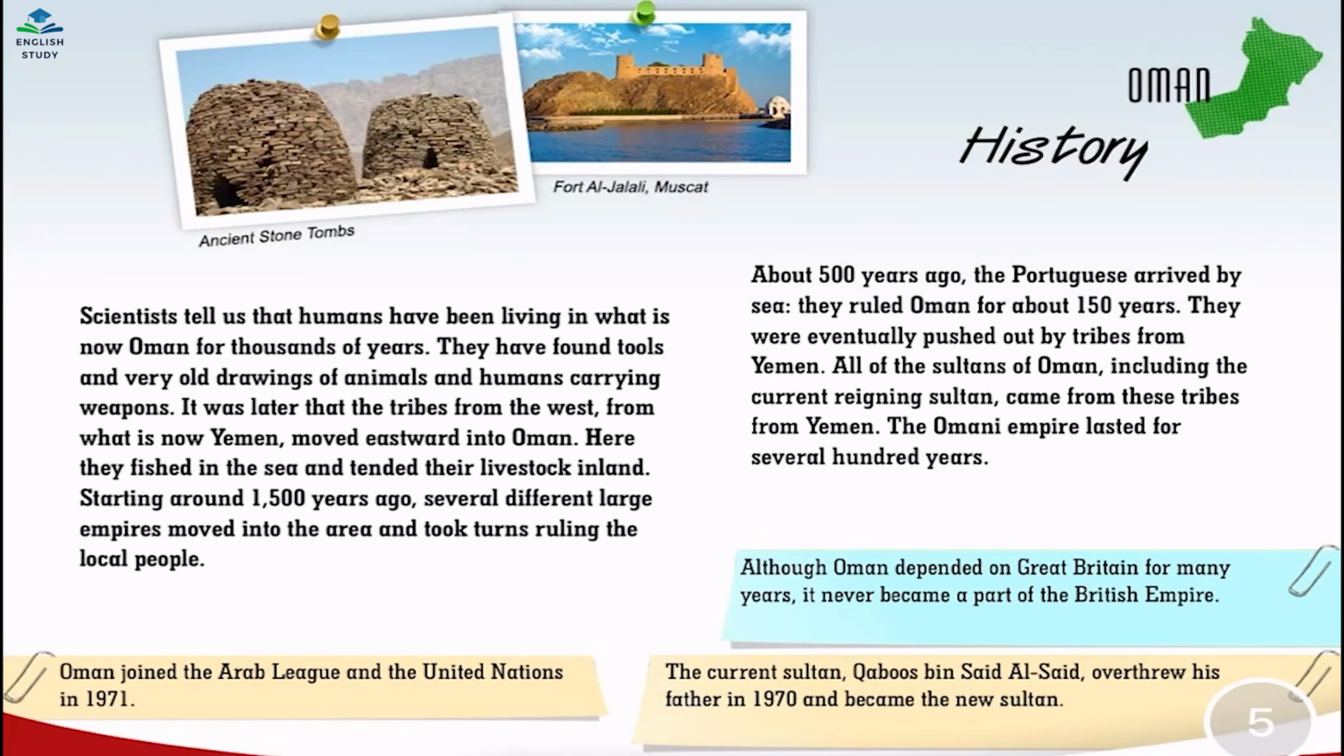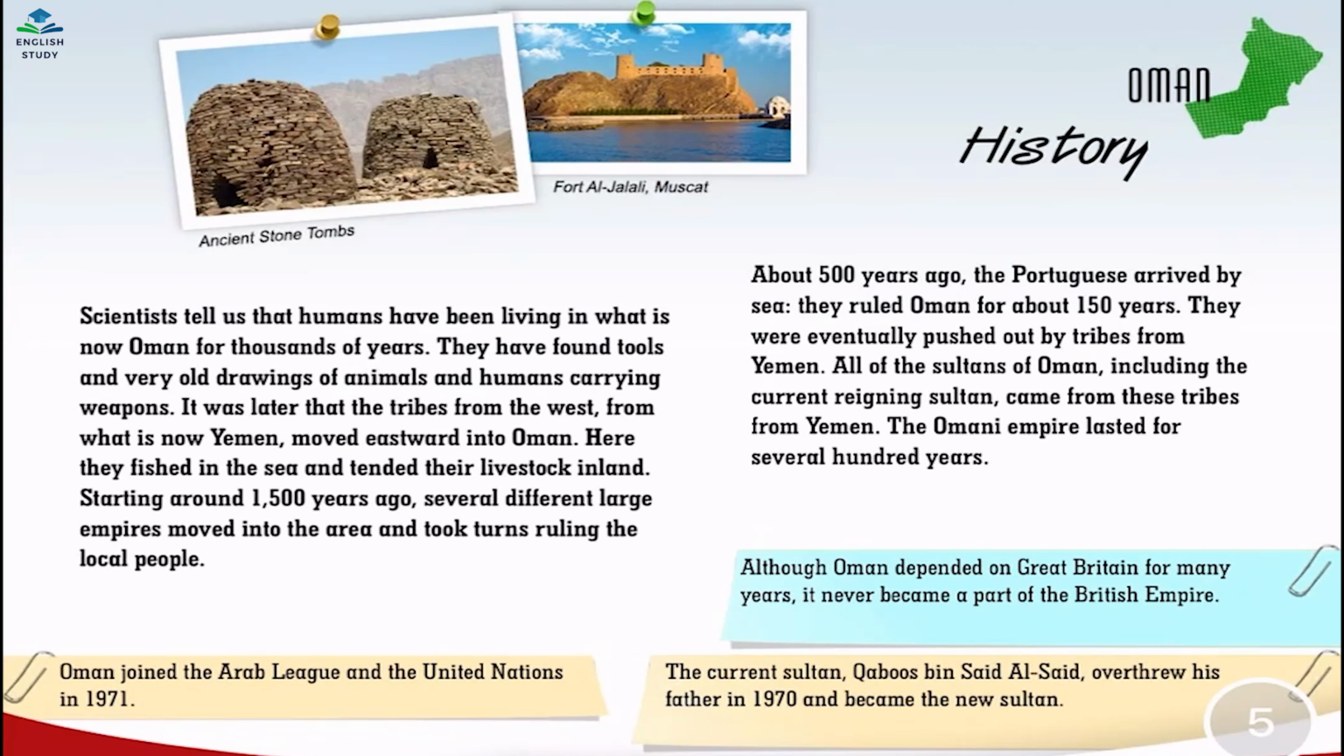The Omani Empire lasted for several hundred years. Oman joined the Arab League and the United Nations in 1971. Although Oman depended on Great Britain for many years, it never became a part of the British Empire. The current sultan, Qaboos bin Said Al Said, overthrew his father in 1970 and became the new sultan.